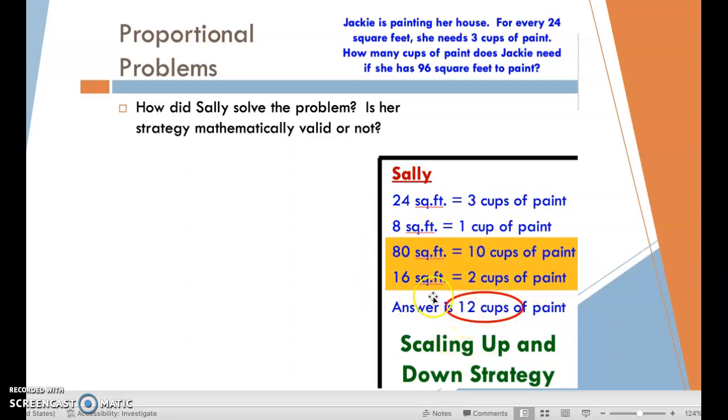And then double check that math. 80 square feet plus 16 square feet. 0 plus 6 is 6. 8 plus 1 is 9. And that gives us this story problem. She's trying to paint 96 square feet.